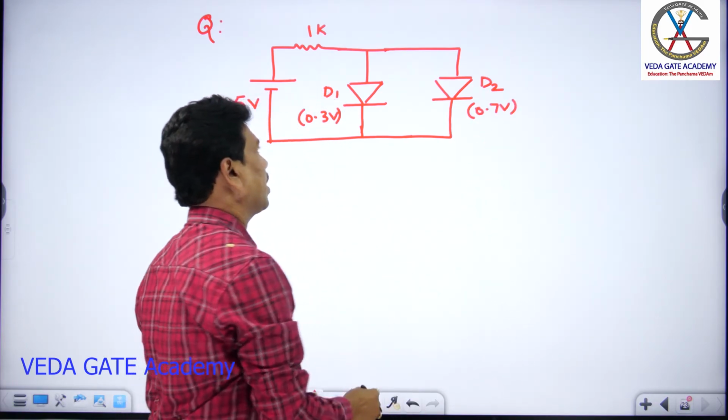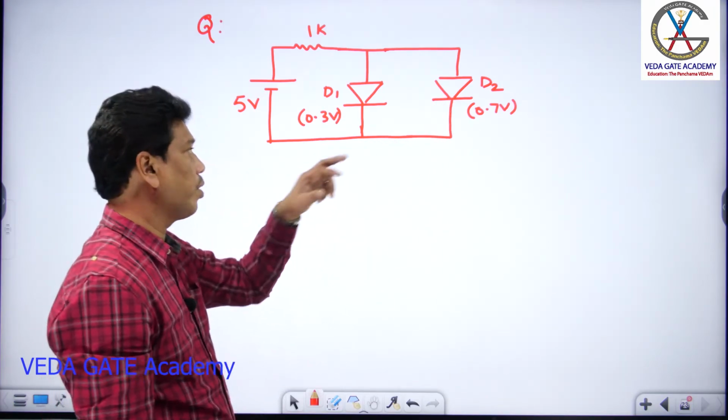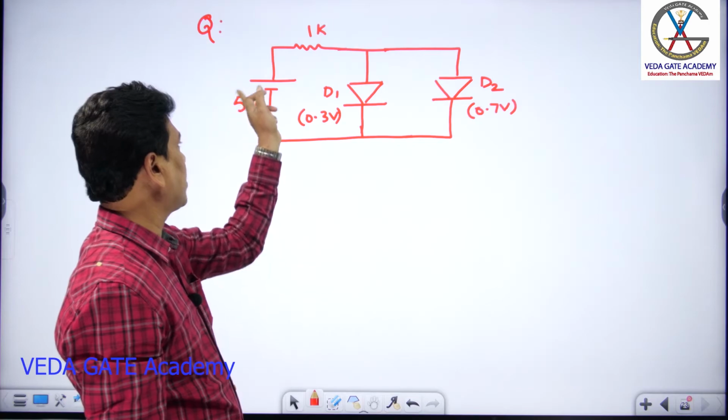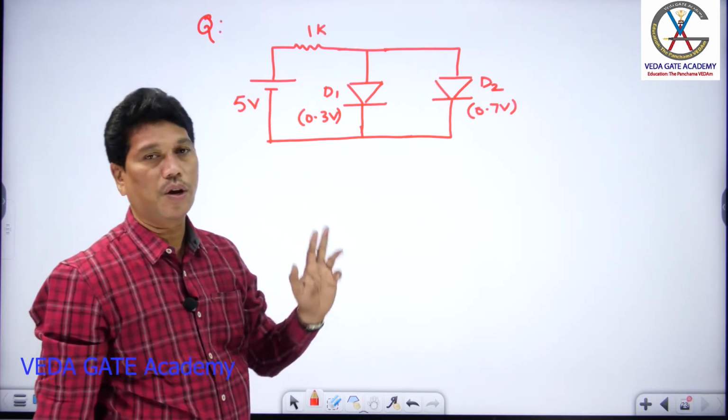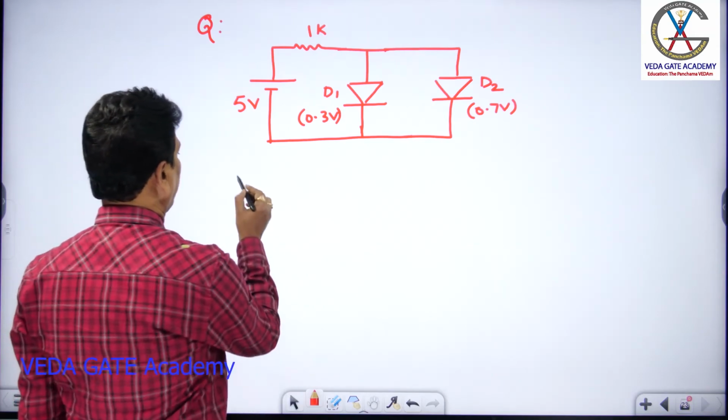Okay, two diodes are given. For the first diode, the cut-in voltage is 0.3 volt. For the second diode, I consider the cut-in voltage to be 0.7 volt. They are applied with a supply of 5 volt through a resistance of 1 kilo ohm. I ask which of the diodes is on there.